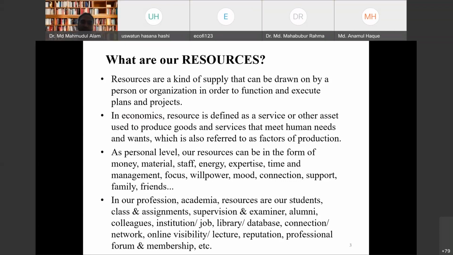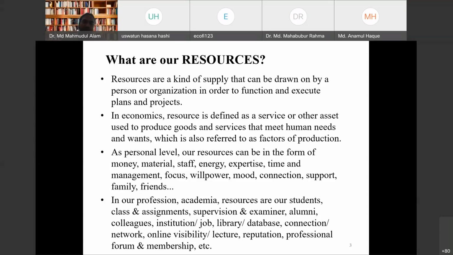And then in economics, we consider resources as the factors of production, or other things such as services or other assets used to produce goods and services that meet human needs and wants. So resources include the things that help to meet my needs and wants, my purpose. Okay, then at the personal level, what are our resources?